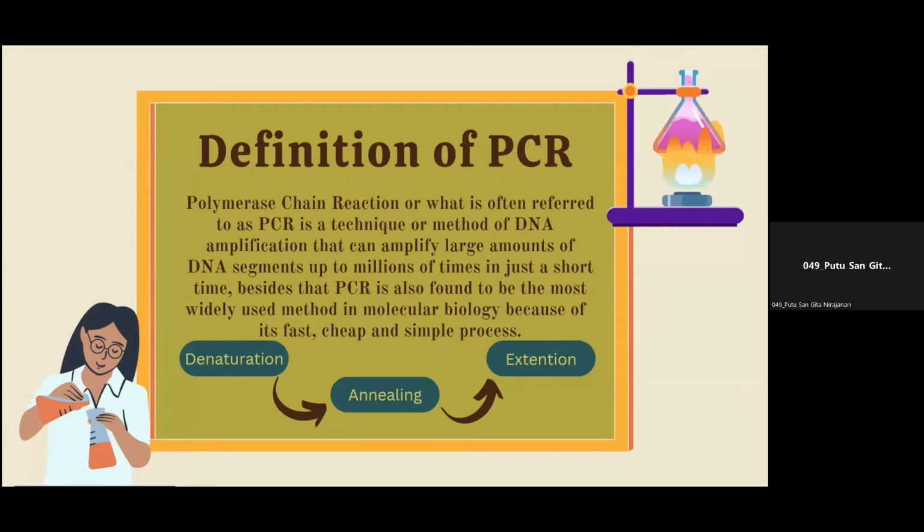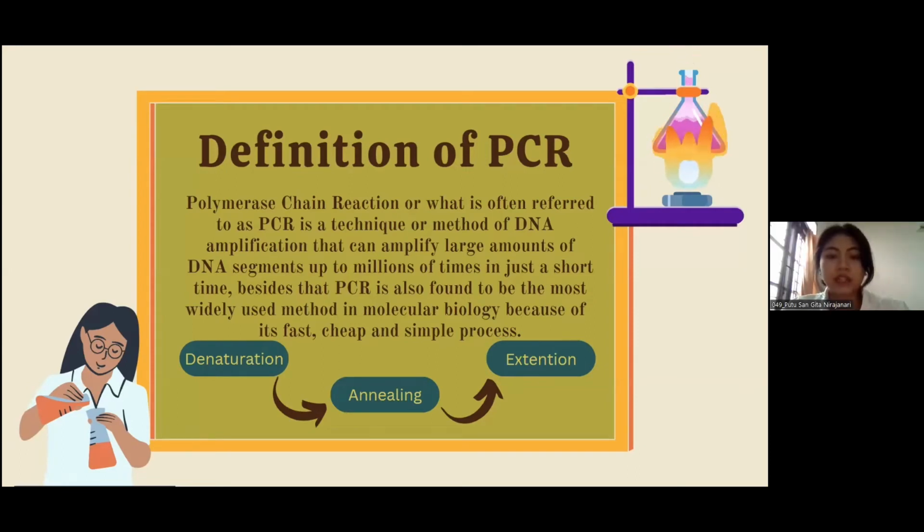Okay, hello everyone. My name is Putu Ari Nirajanari, and the last 3 digits of my student number are 049. I'm here to explain the definition of PCR. PCR, or polymerase chain reaction, is a technique or method of DNA amplification that can amplify large amounts of DNA segments up to millions of times in a short time. Because of that, PCR is also the most widely used method in molecular biology because of its fast, cheap, and simple process.